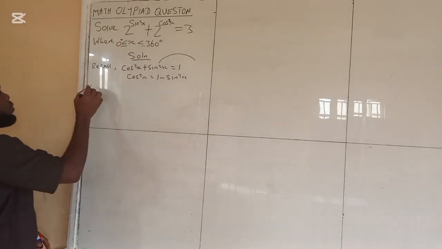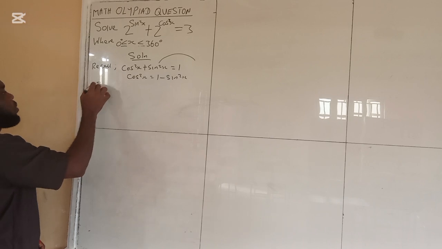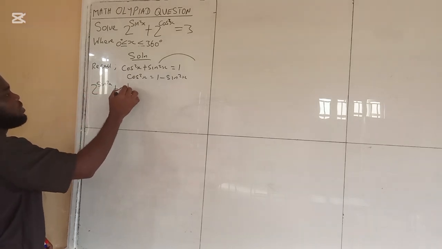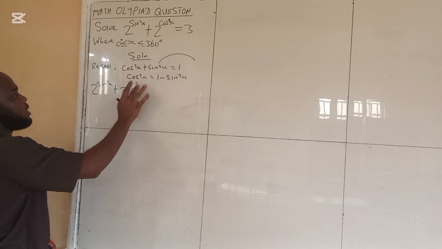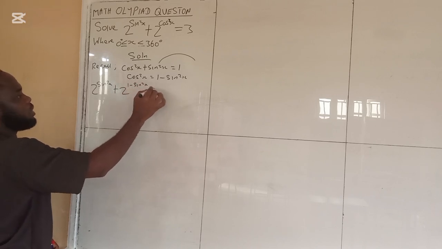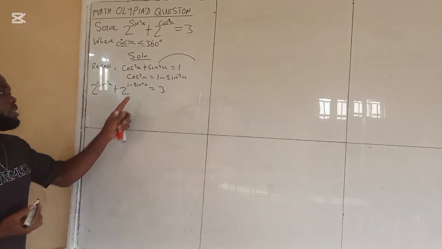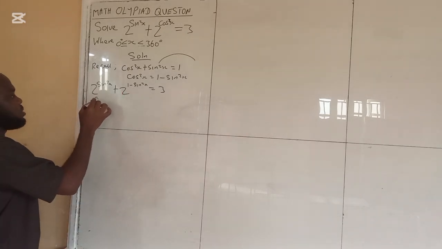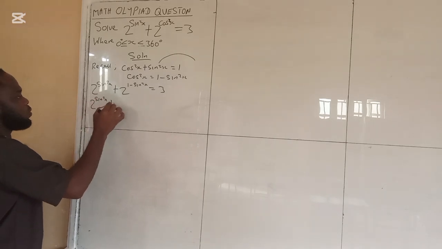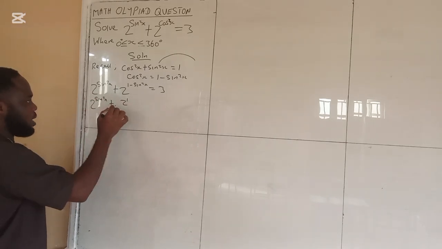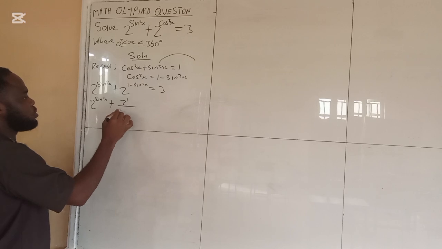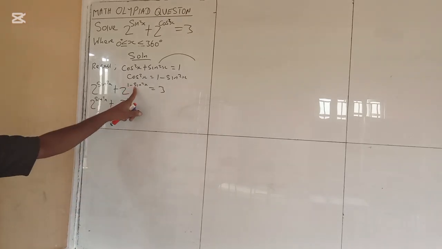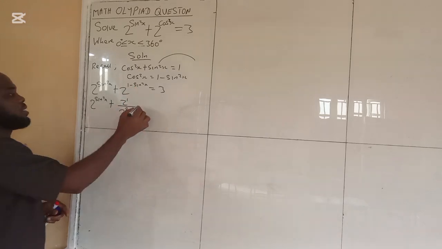So when we do that, we're going to have 2 raised to the power of sine square x plus 2 raised to the power of 1 minus sine square x equals 3. Now from indices we can reduce this to 2 raised to the power of sine square x plus 2 raised to the power of 1 all over 2 raised to the power of sine square x, because of the negative index.